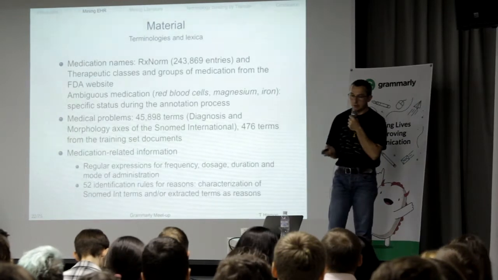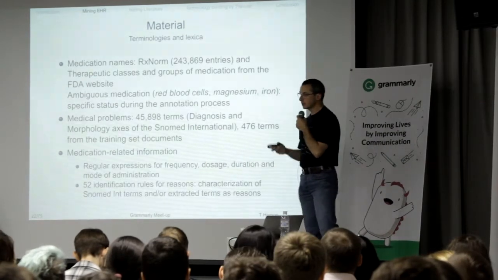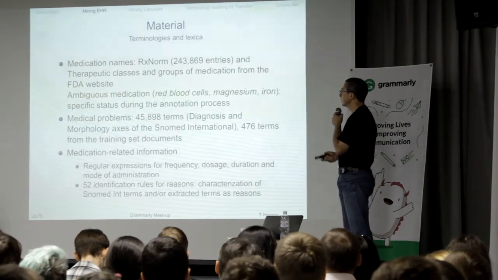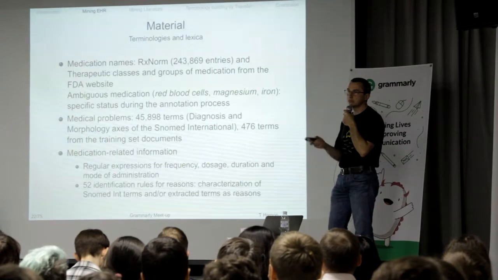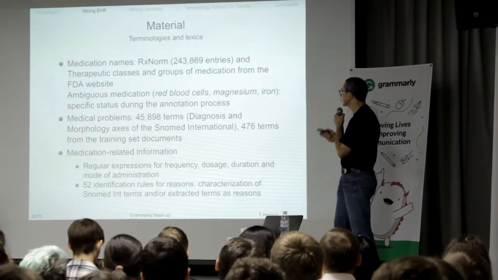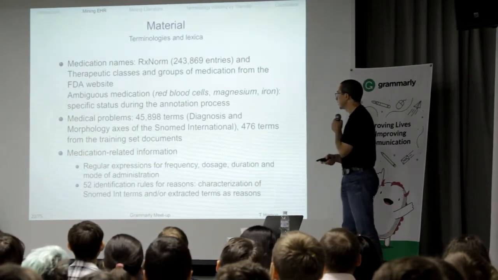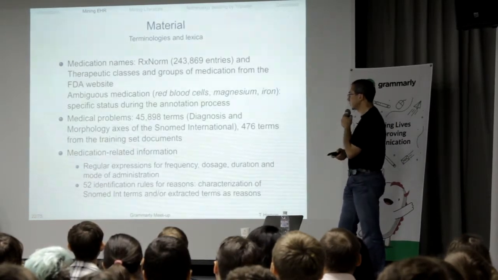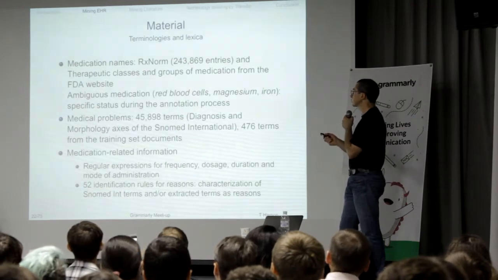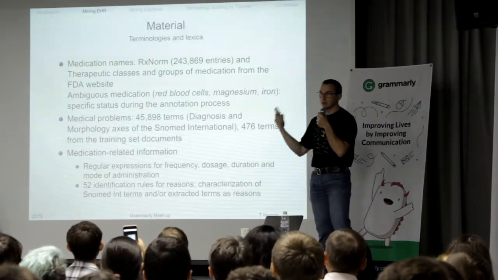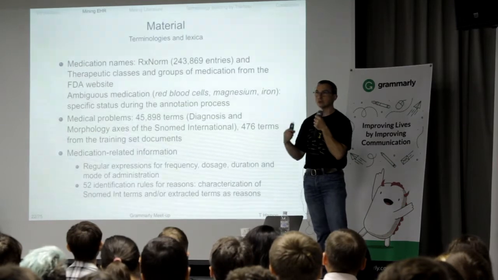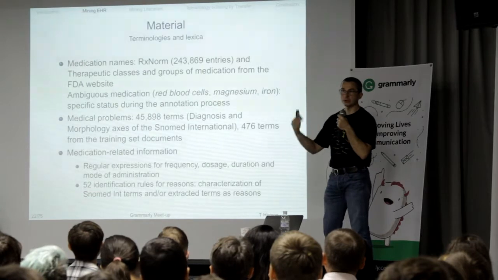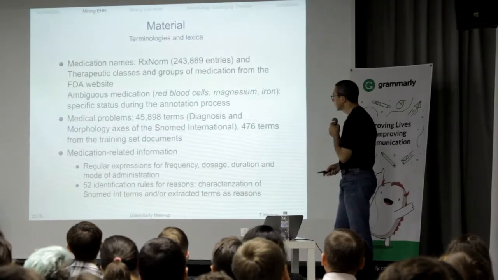So we collected some terminologies for the medication names, usually generic names, but also groups of therapeutic classes of medication from the FDA website. We also identified some ambiguous medication names. So, for instance, red blood cells can be a medication, but also laboratory data that can be mentioned in the exam.